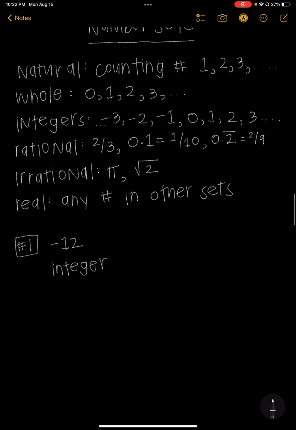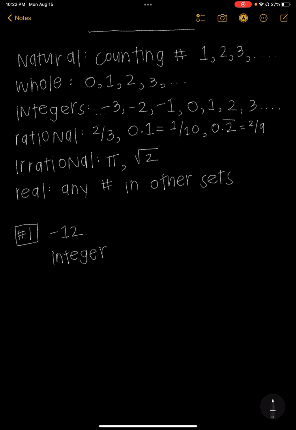Now, because we know it's an integer, then we also know it's rational. And the reason why we know it's rational, so here's the deal. We talked about rational numbers being any number that we can convert to a fraction, right? Well, negative 12, I can change to a fraction. I could potentially say negative 12 is the same thing as negative 12 over 1, right? So any integer is also rational.